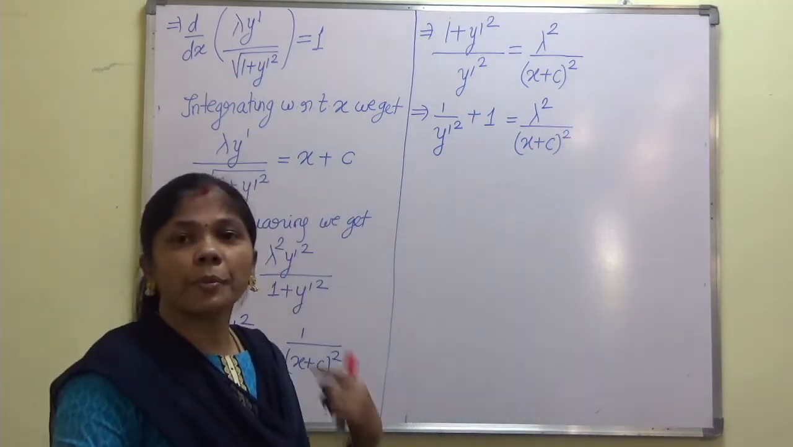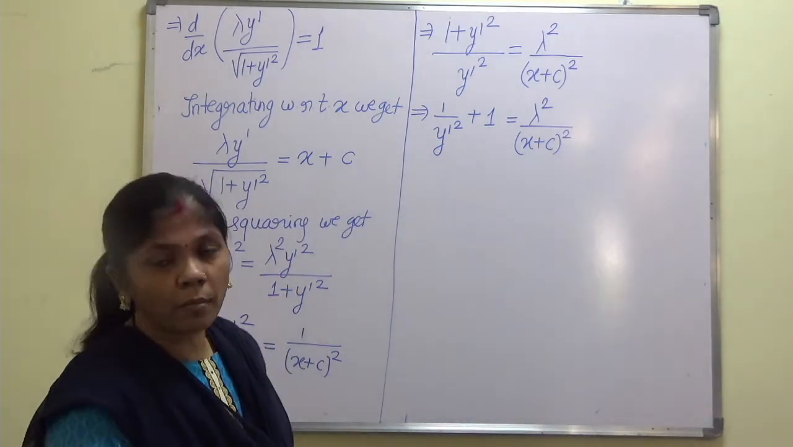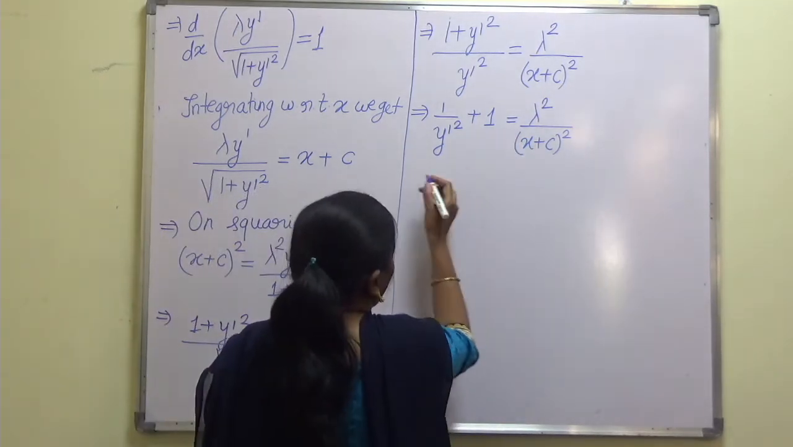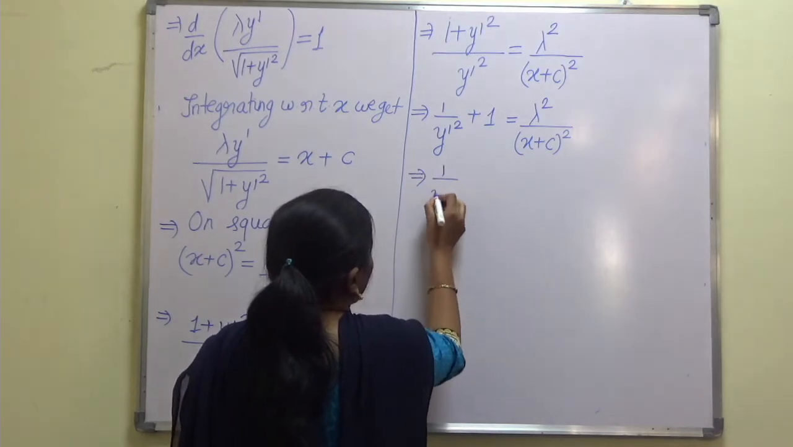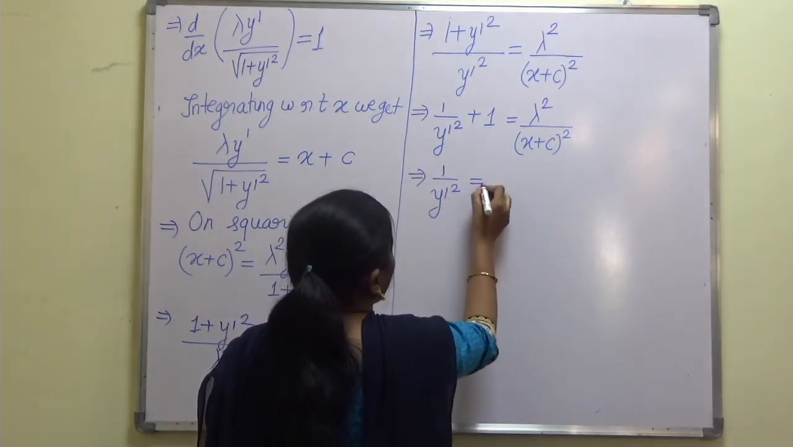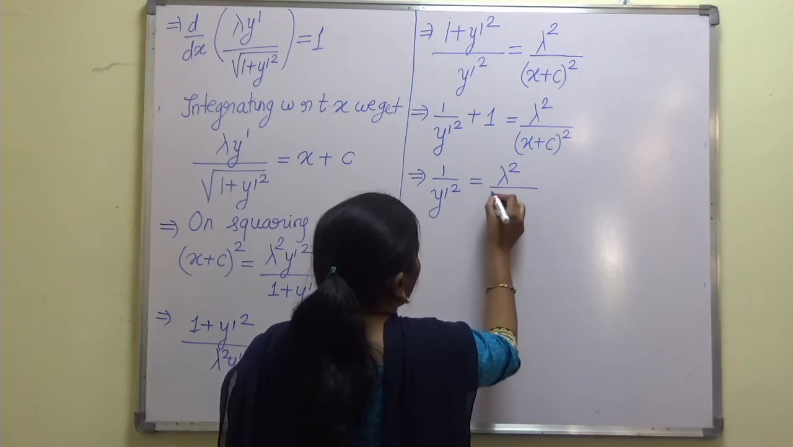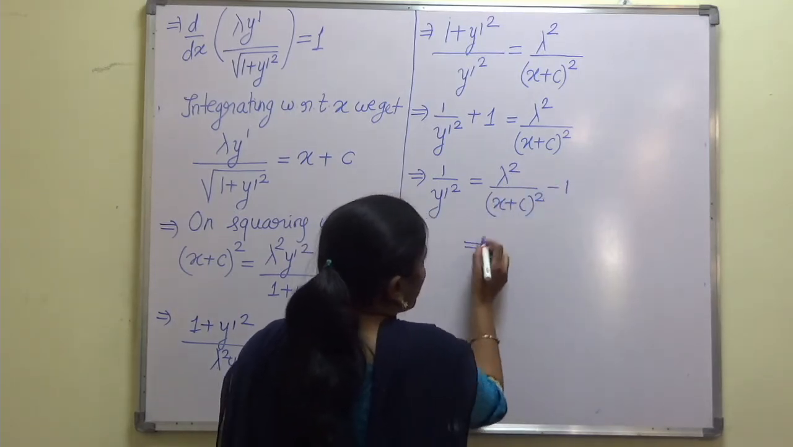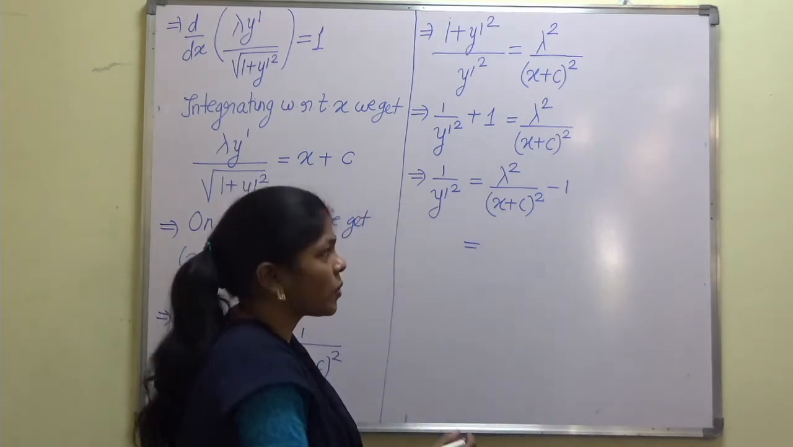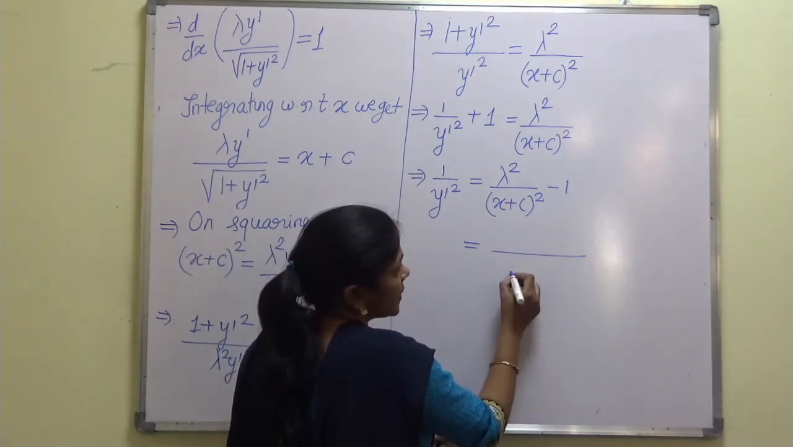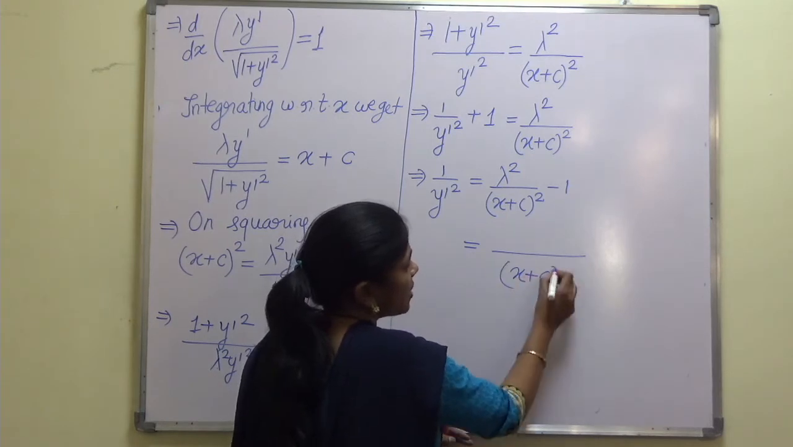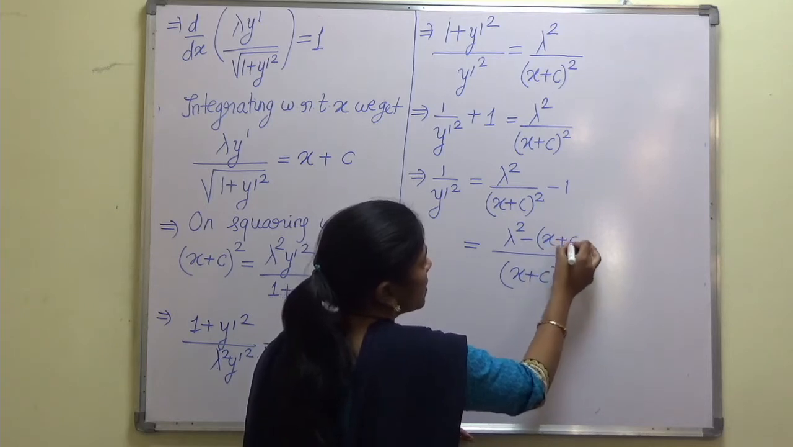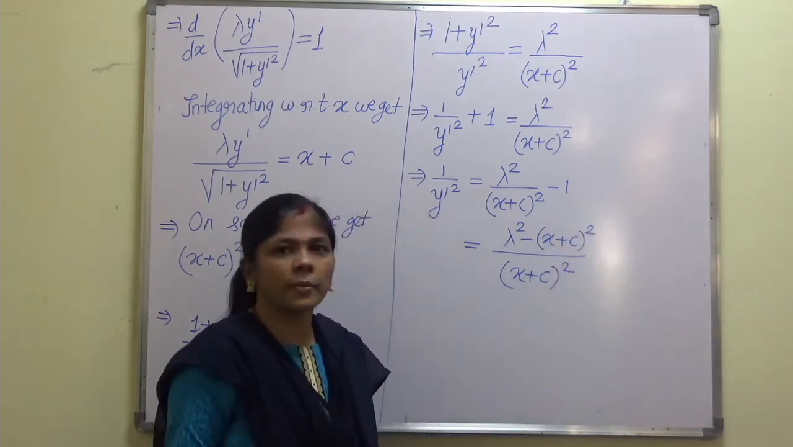As we wish to obtain the derivative term, that is y dash, let us shift the remaining term to the right hand side. So it is 1 upon y dash square is equal to lambda square upon (x plus c) whole square minus 1. Just simplify this right hand side. So what we find here, (x plus c) whole square is the LCM. So it will be lambda square minus (x plus c) whole square.